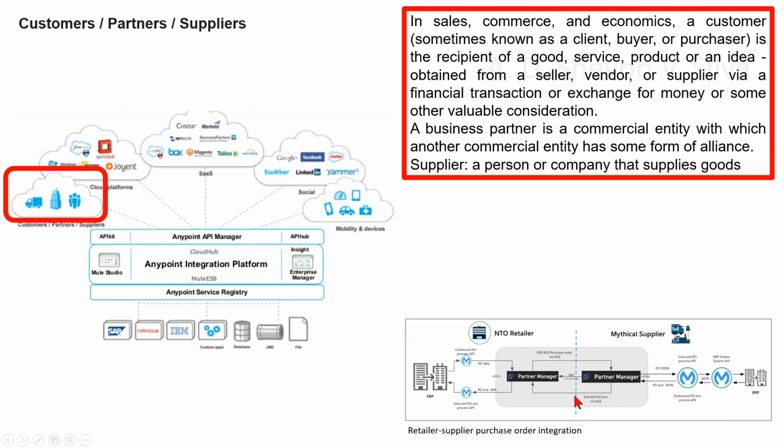Step 4, at the NTO retailer, reconcile the received 997 acknowledgement and update the corresponding outbound PO transactions sent to the Mythical Supplier in step 1.